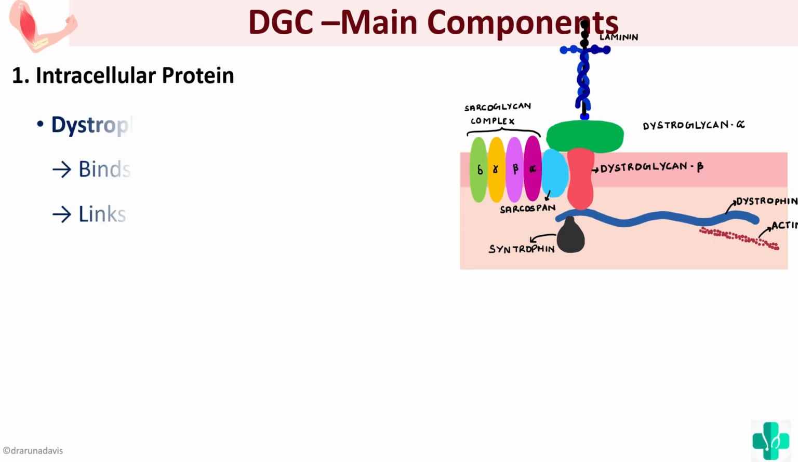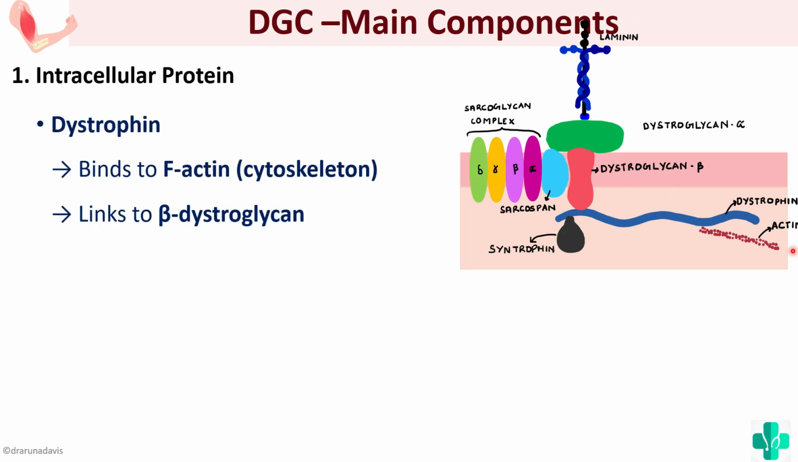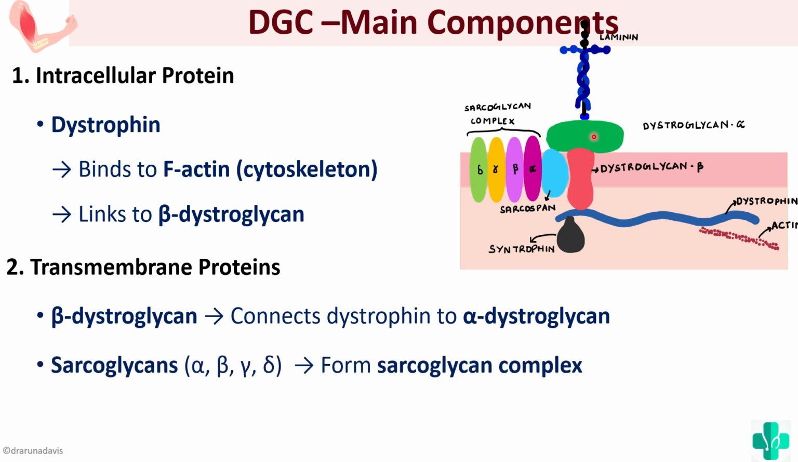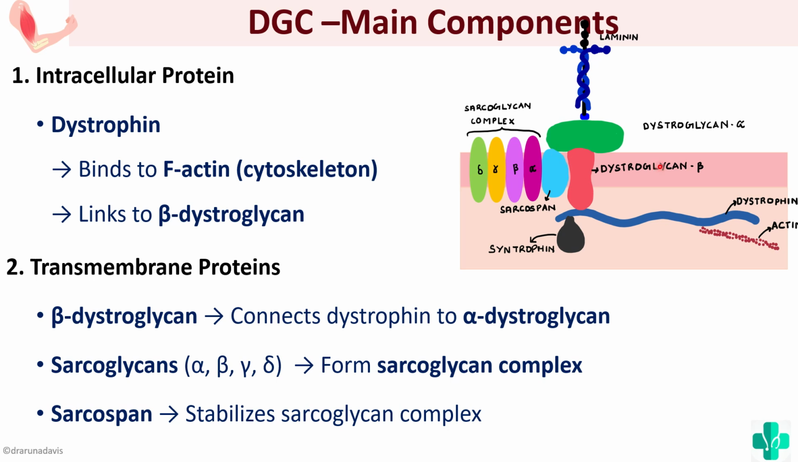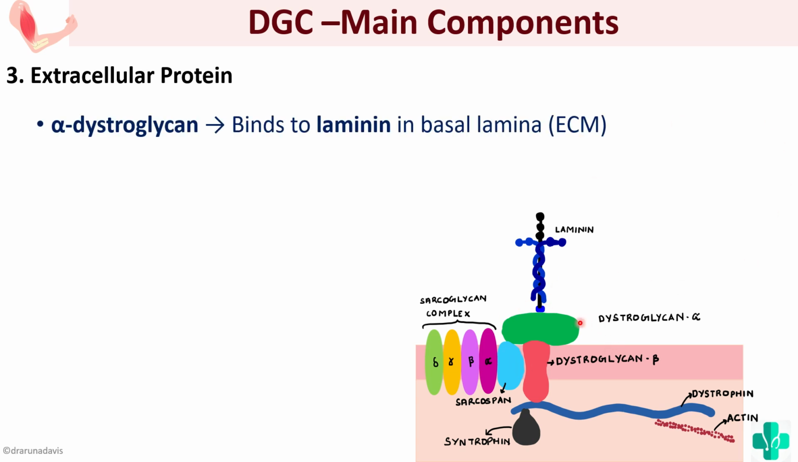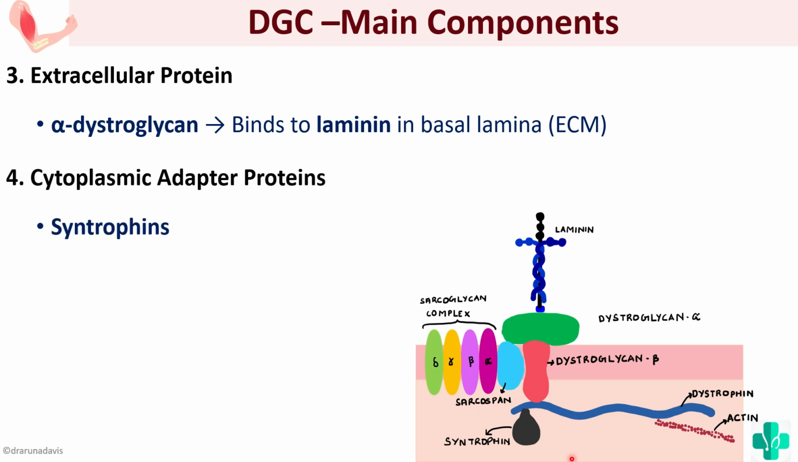So the intracellular proteins are, first of all, as I said, dystrophin, which binds to the F actin. It links to the beta dystroglycan. The transmembrane proteins are the beta dystroglycan, which connects dystrophin to the alpha dystroglycan, as well as the sarcoglycans, which form the sarcoglycan complex, and the sarcospan, which stabilizes the sarcoglycan complex. And outside, the extracellular protein is the alpha dystroglycan, which binds to the laminin in the basal lamina. And we also have the cytoplasmic adapter proteins like the syntrophins, which I've just shown here.